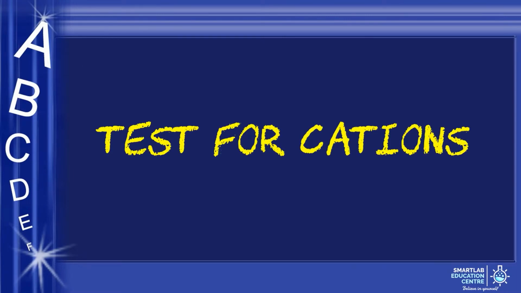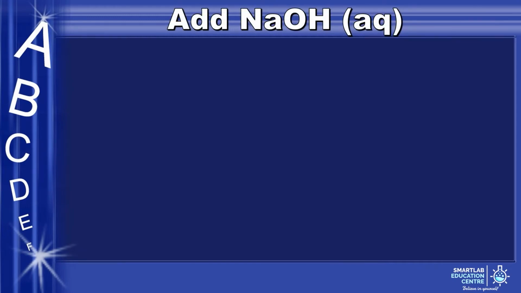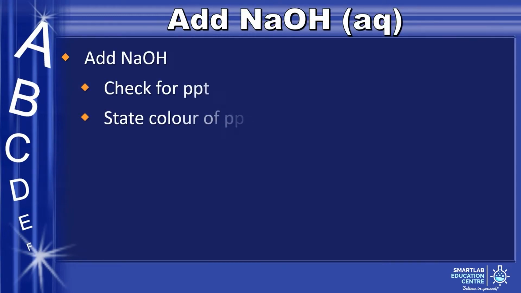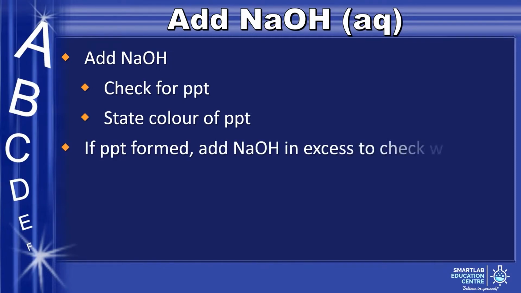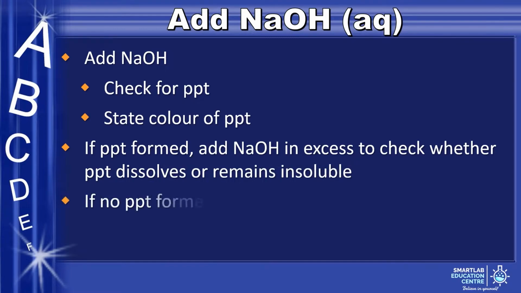Test for cations. The first test for cations is to add sodium hydroxide and check for a precipitate and afterwards state the color of said precipitate. If a precipitate is formed, add sodium hydroxide in excess to check whether the precipitate dissolves or remains insoluble, and if no precipitate is formed, warm it to check for the ammonium ion.